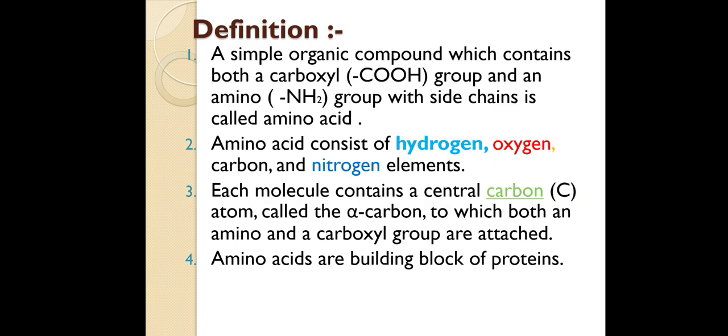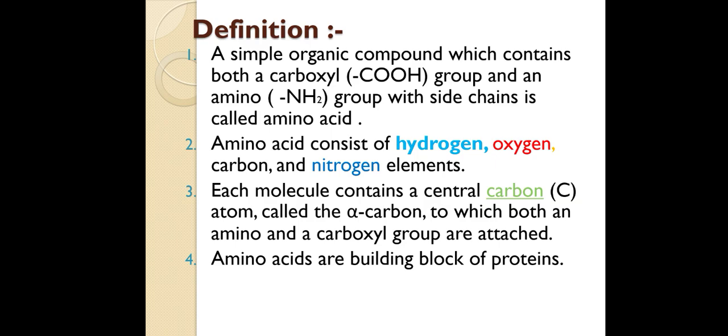Let's see the definition of amino acid. A simple organic compound which contains both a carboxyl group and an amino group with a side chain is called an amino acid. Amino acids consist of hydrogen, oxygen, carbon and nitrogen elements. Each molecule contains a central carbon atom called the alpha carbon, to which both an amino group and a carboxylic group are attached. Amino acids are building blocks of proteins.